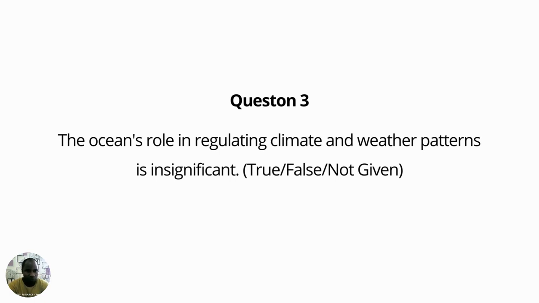This is what question 3 is telling us, that the ocean's role in regulating climate and weather patterns is insignificant, but that is not what is written in the passage. The passage says that the ocean plays a crucial role in regulating the planet's climate and weather patterns. So they are contradictory. They are not in agreement. The answer to this kind of question is false, because they are not in agreement.